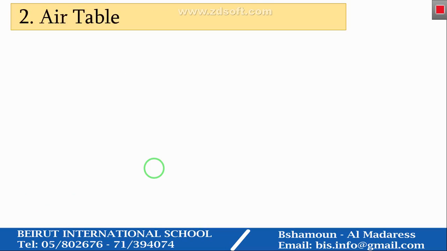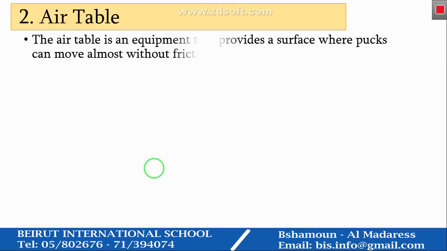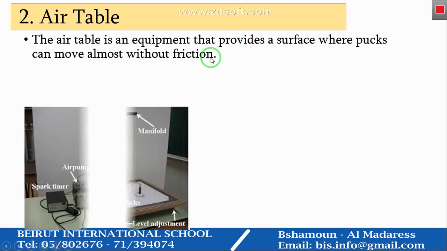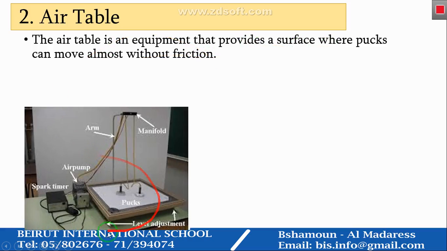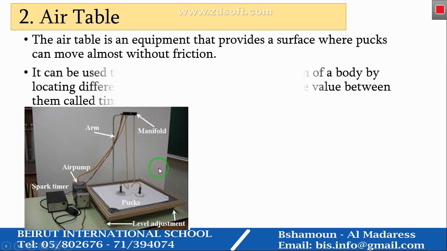The final idea we are going to talk about is the air table. The air table is an equipment that provides a surface where pucks can move almost without friction. This figure in here shows the equipment which is called air table, and those two are called the pucks. Those pucks, when they move along the air table, are moving almost without friction.